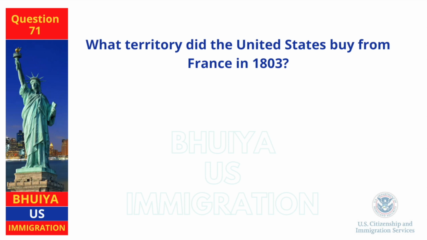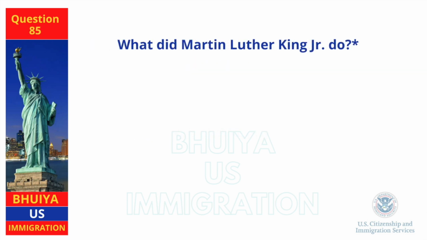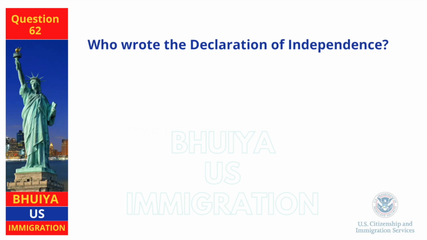What territory did the United States buy from France in 1803? The Louisiana Territory. What did Martin Luther King Jr. do? Fought for civil rights. Who wrote the Declaration of Independence? Thomas Jefferson.